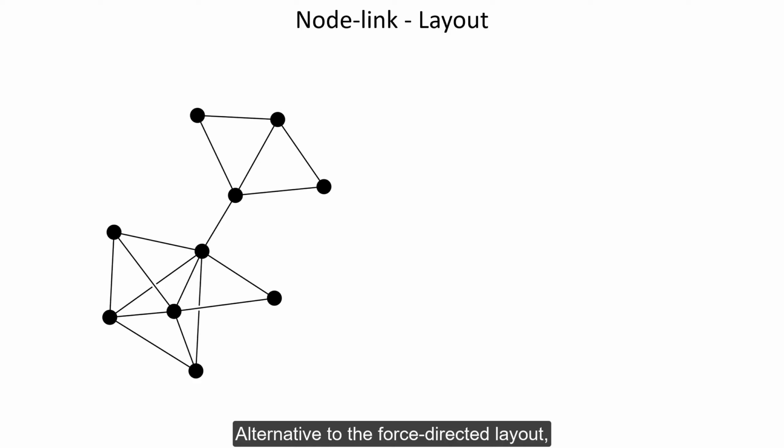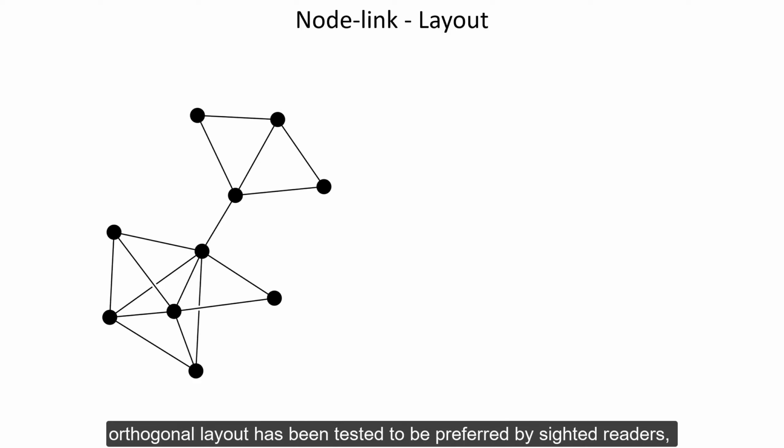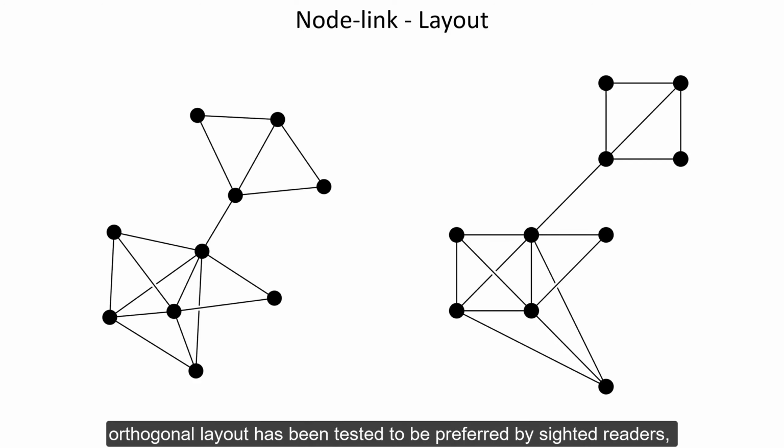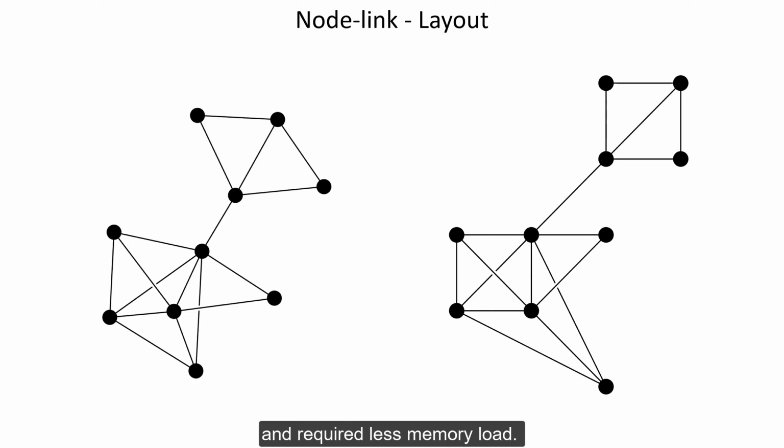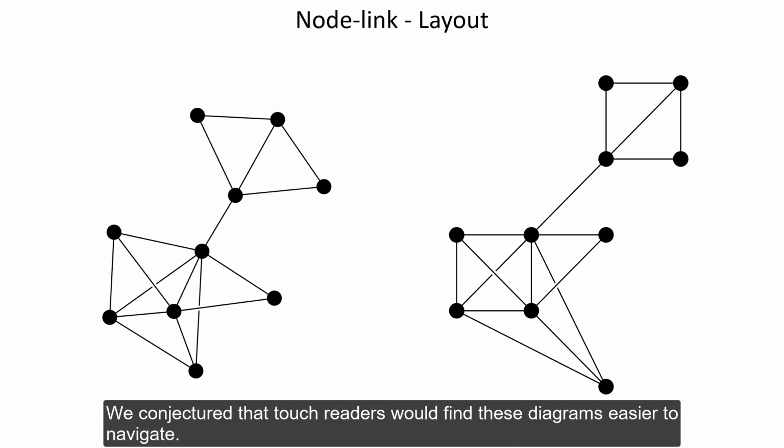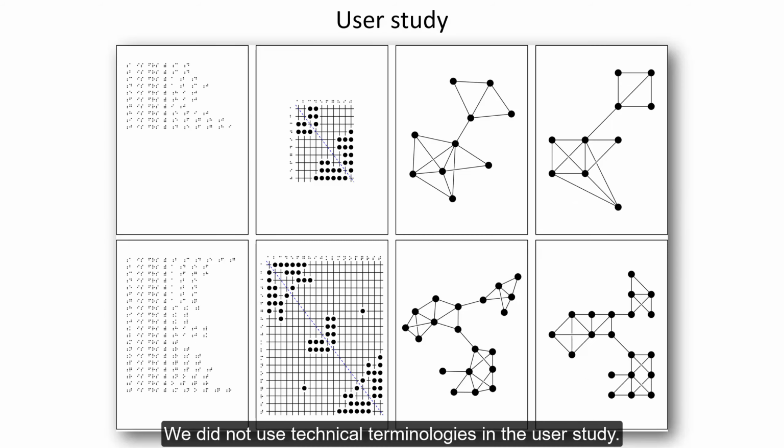As an alternative to the force directed layout, orthogonal layout has been tested to be preferred by sighted readers and required less memory load. We conjectured that touch readers would find these diagrams easier to navigate. We did not use technical terminologies in the user study. Instead, we used friendships to explain the concepts. For example, in a node link diagram, each node is a person, and if there is a link between two nodes, that means these two people are friends with each other.